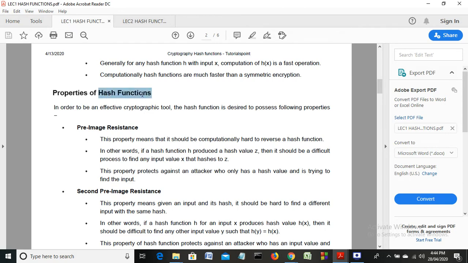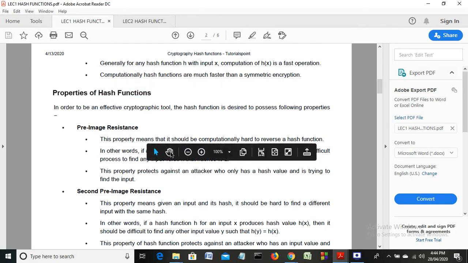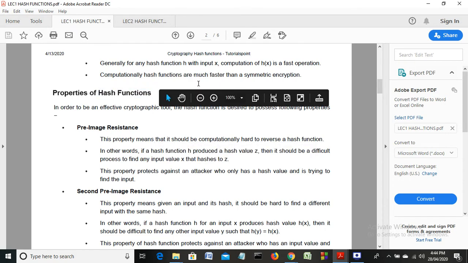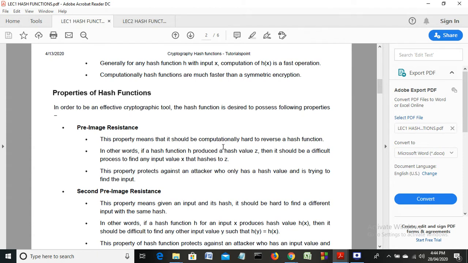Properties of hash functions. Pre-image resistance. This property means that it should be computationally hard to reverse a hash function. In other words, if a hash function h produced a hash value z, then it should be a difficult process to find out the input value x that hashes to z. This property protects against an attacker.